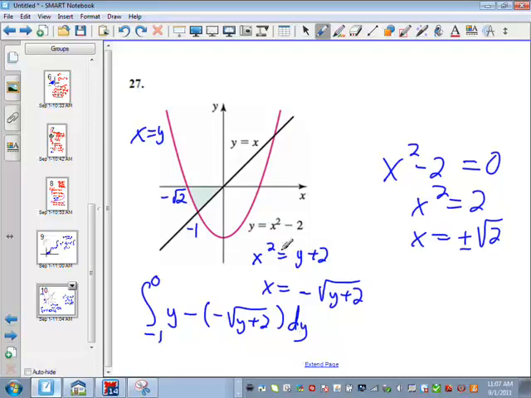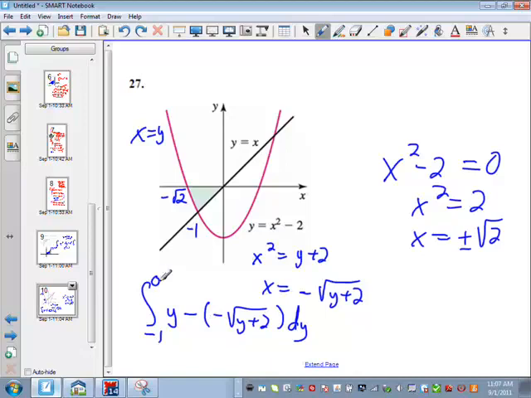Why did you go from -1 to 0? Oh, so what are the y values? This is with respect to y. The y value here is -1, and the y value here is 0. So does negative square root of 2, where does it come into play? Oh, that was the x value. So really, that was in preparation for doing it with respect to x, because we were about to do both ways.